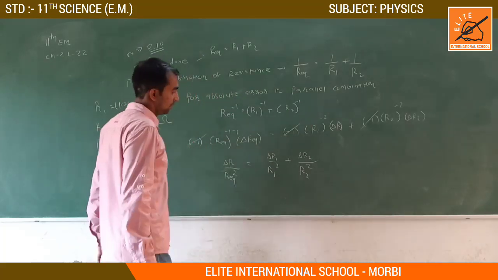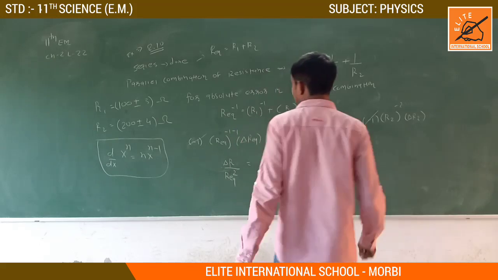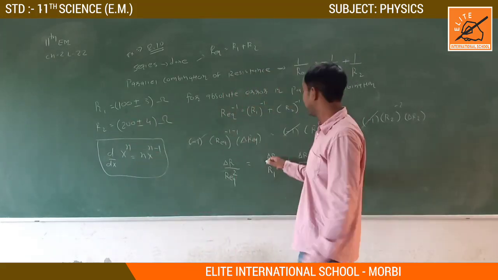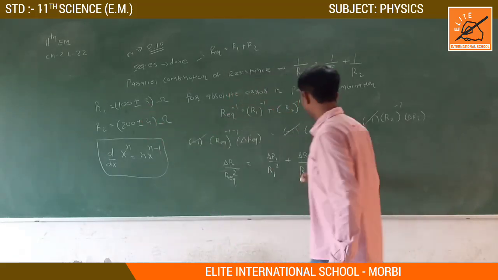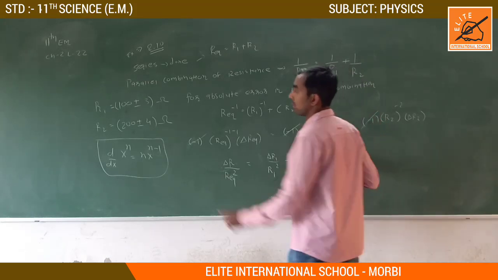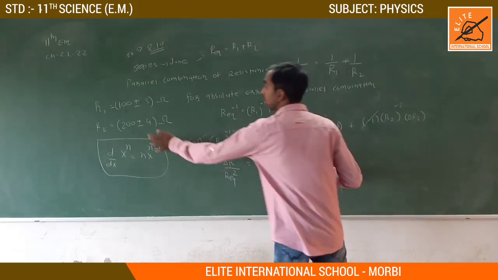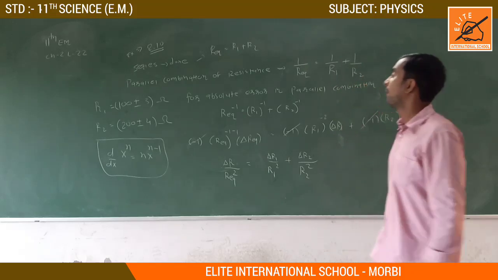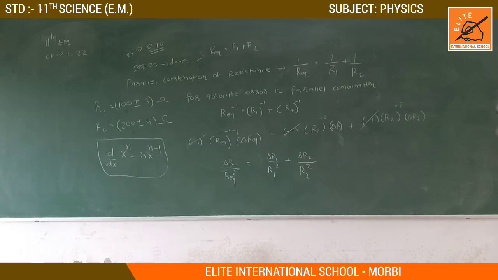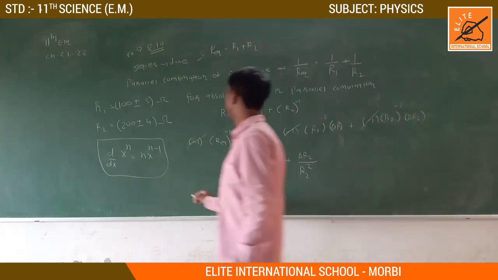Delta R. You know R1 equals 100 and delta R1 equals 3. R2 equals 200 and delta R2 equals 4. And this is R equivalent. How much was the answer? It was 66 point something, right? How much was R equivalent?